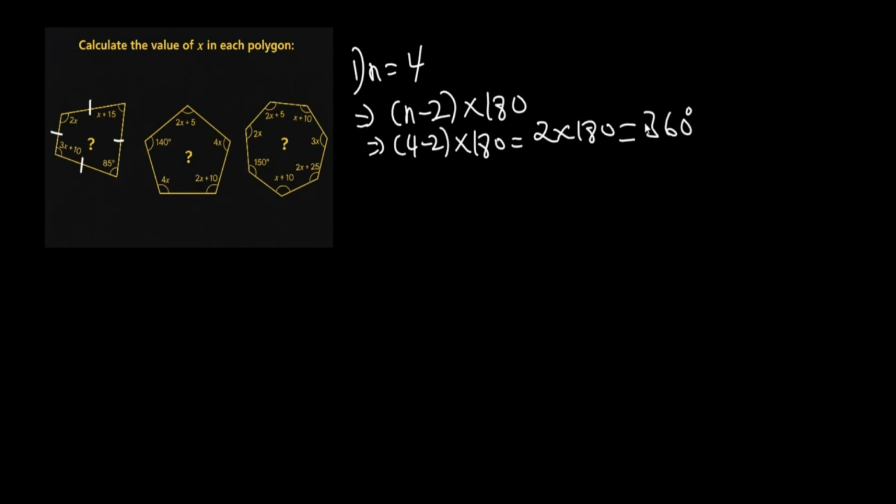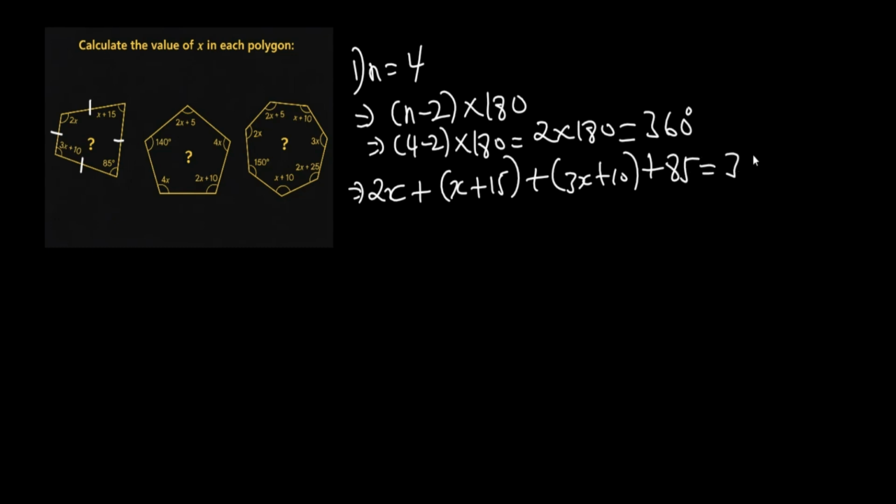which is going to give you 360. Because we know the sum of the interior angles is equal to 360, we are going to add all the angles in the polygon, and then we equate it to 360 degrees. The first one, we have 2x plus x minus 5 plus 15, and then 3x plus 10, and then finally 85, which will be equal to 360.